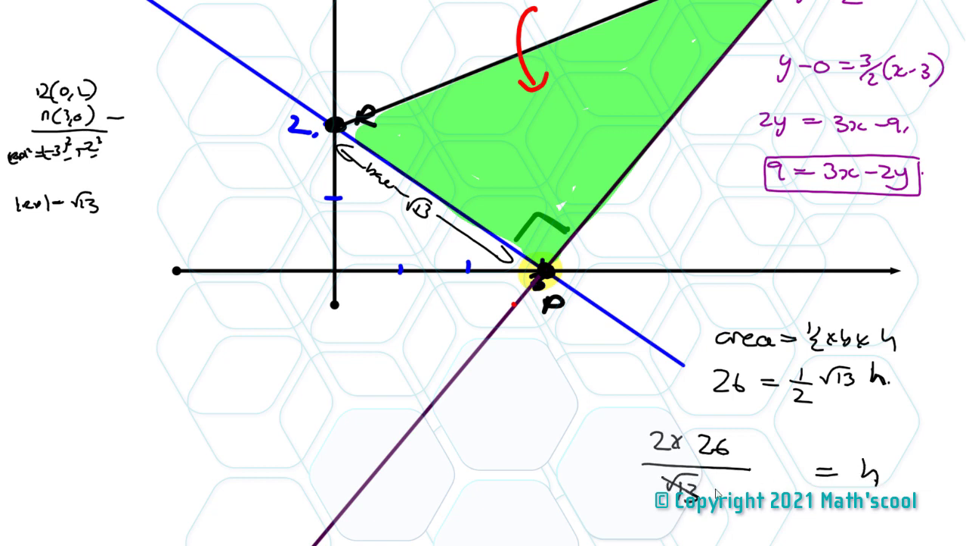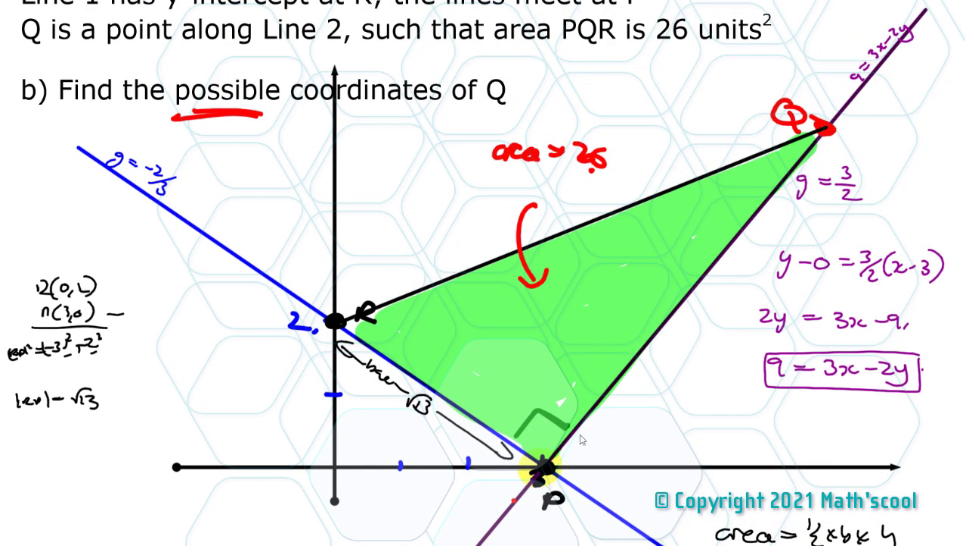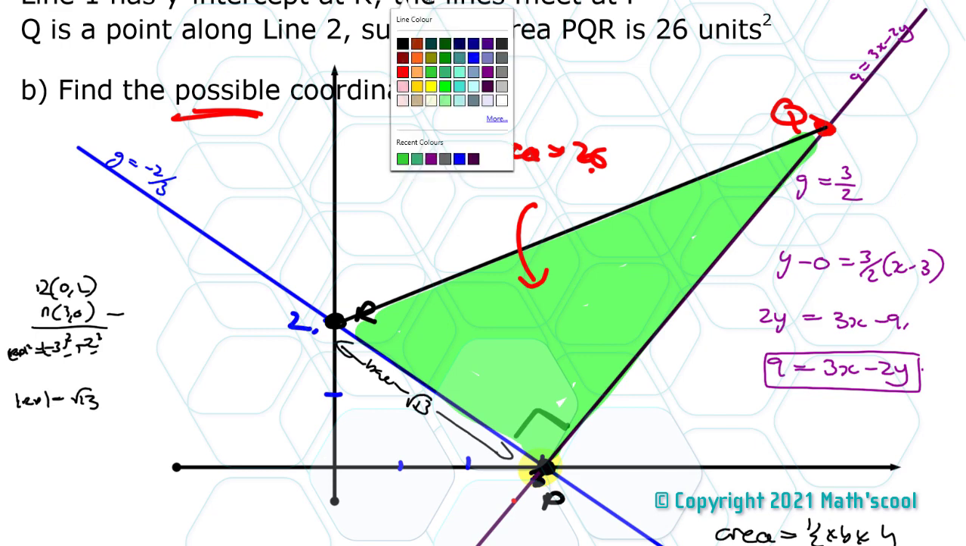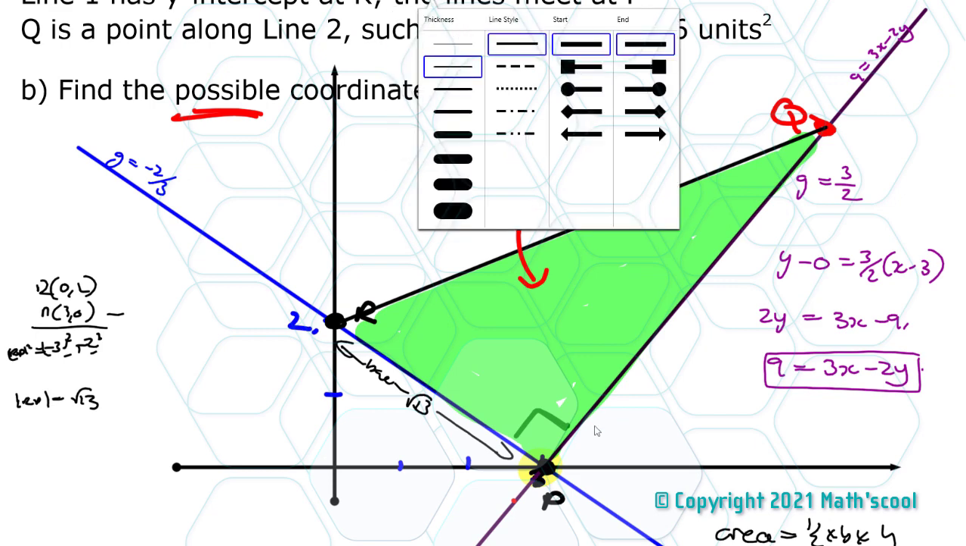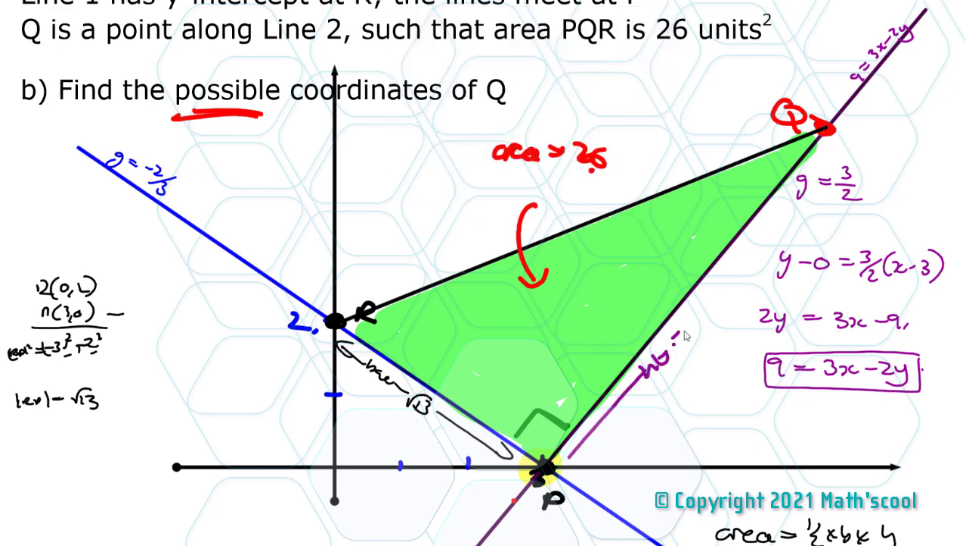I'll multiply the top and bottom by root 13 to do the surdy thing. Root 13, root 13. That's going to give me 13. That's going to cancel with that. That's going to give me a 2, and that's going to give me 4 root 13. So the height here is going to be 4 root 13.